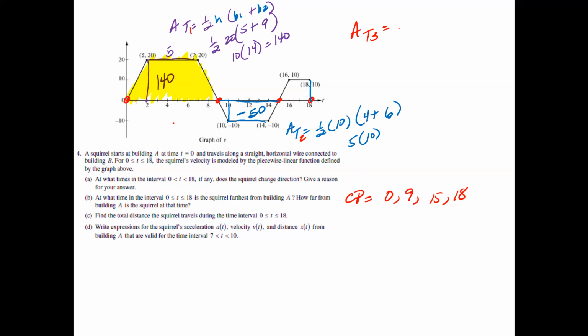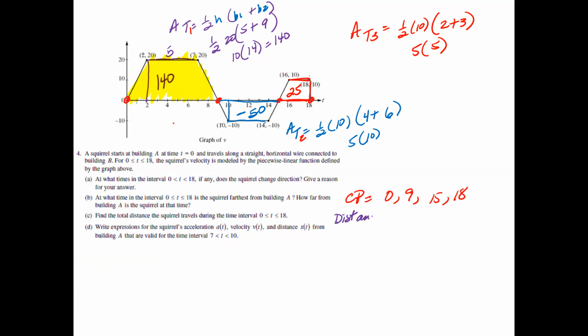Oops. And that's going to be 1/2 base. So your height is going to be from 0 to 10. Base 1 is from 16 to 18, so that's a 2. Plus base 2 is from 15 to 18, so that's 1, 2, 3. 1/2 of 10 is going to give me a 5 times 5, which is going to give me a positive 25.